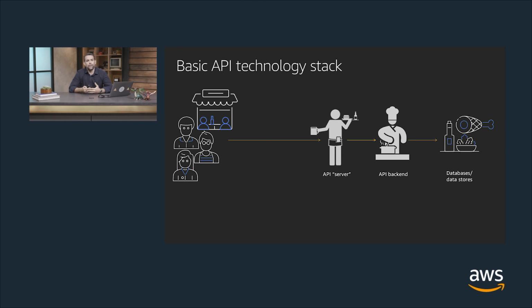And in order to cook the food, the cook will need specific ingredients. It's very similar with applications. We'd have front-end clients as customers requesting a meal from the menu. The API server will be the waiter translating the client request and interfacing directly with the kitchen. The backend is the cook in the kitchen preparing the meal as per each client requirement, and the data stores will provide all the ingredients to prepare the meal.